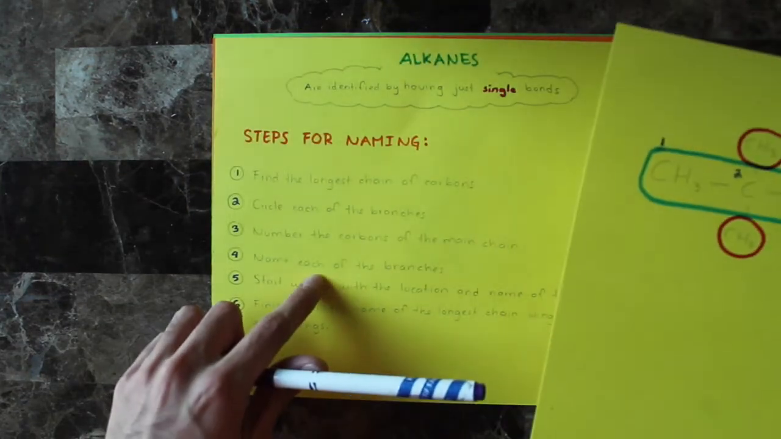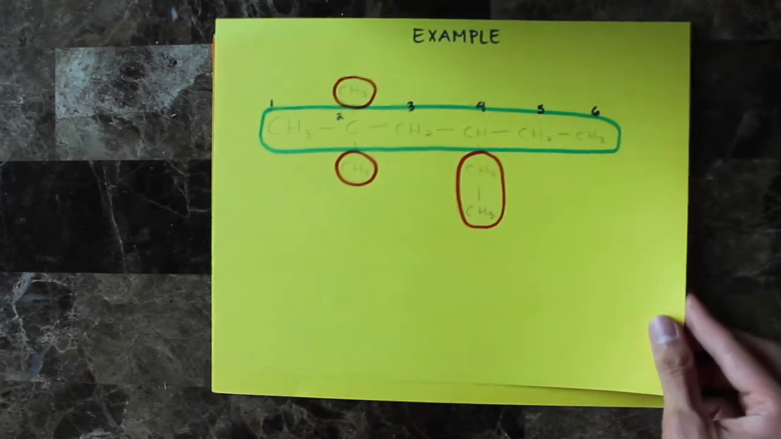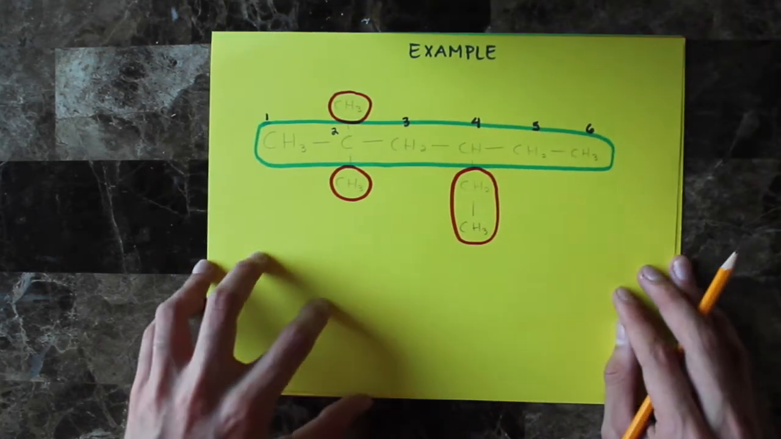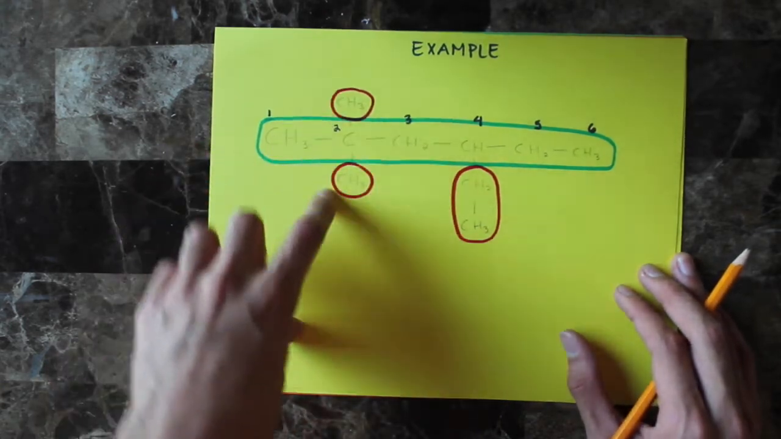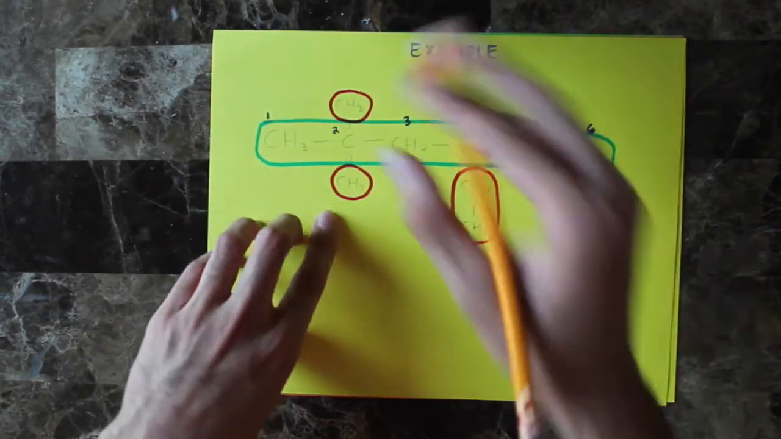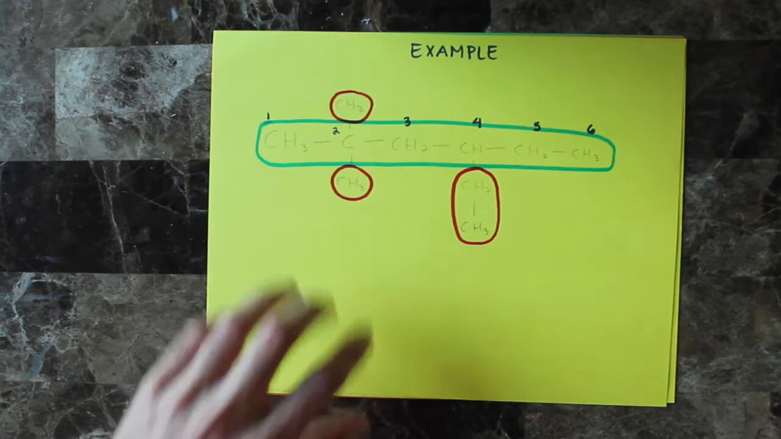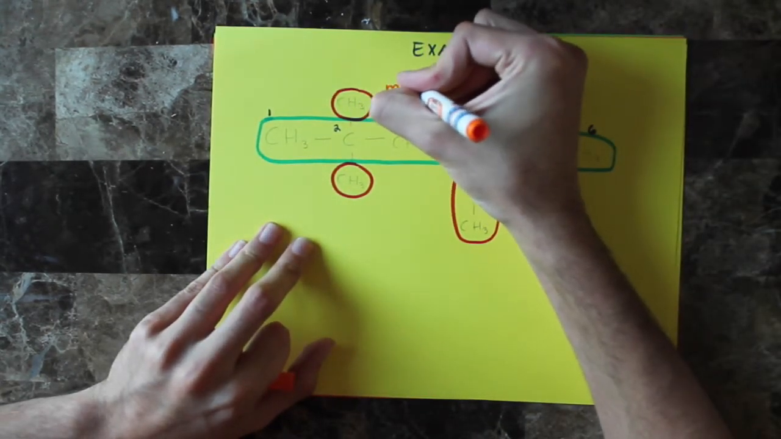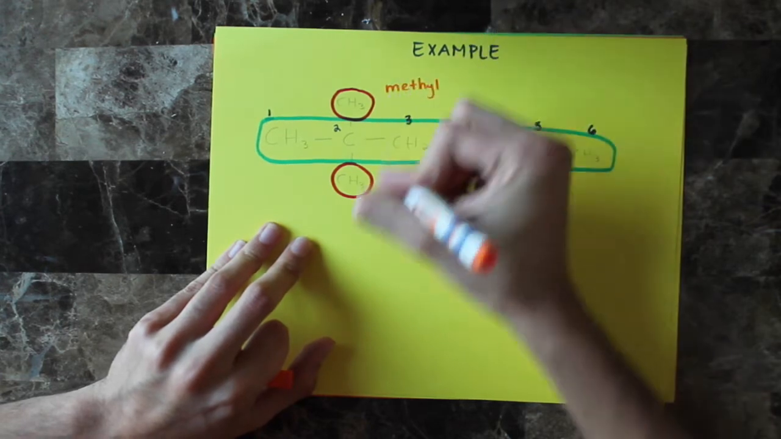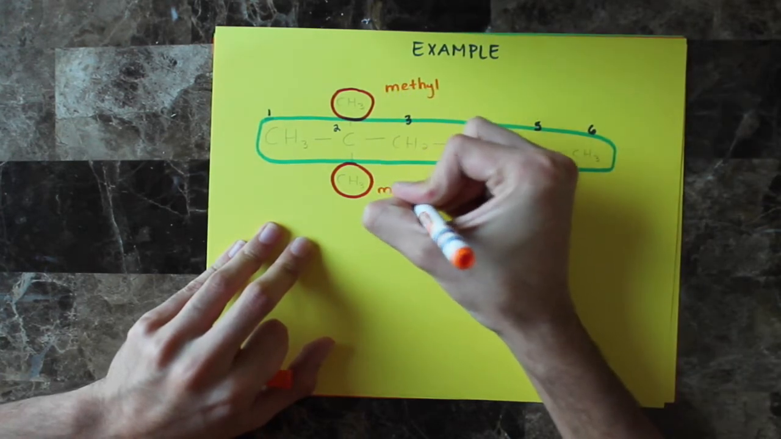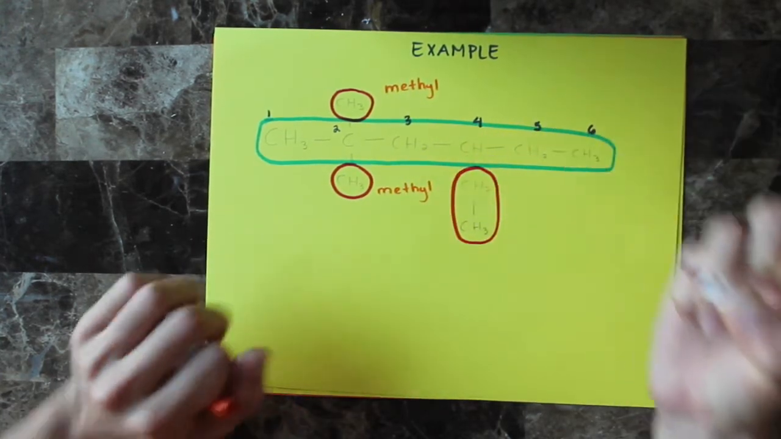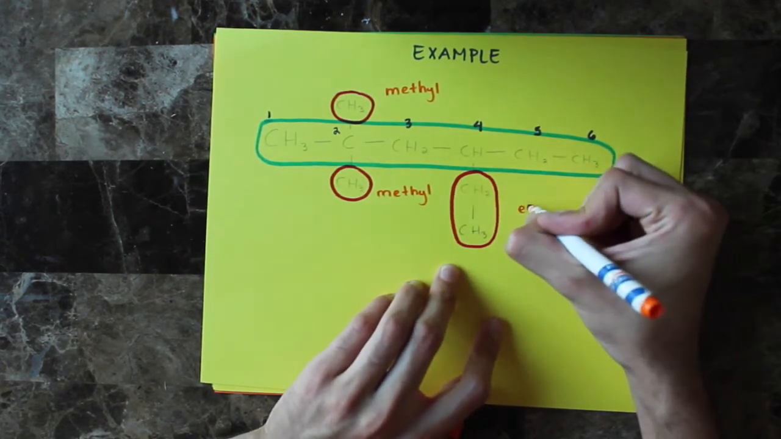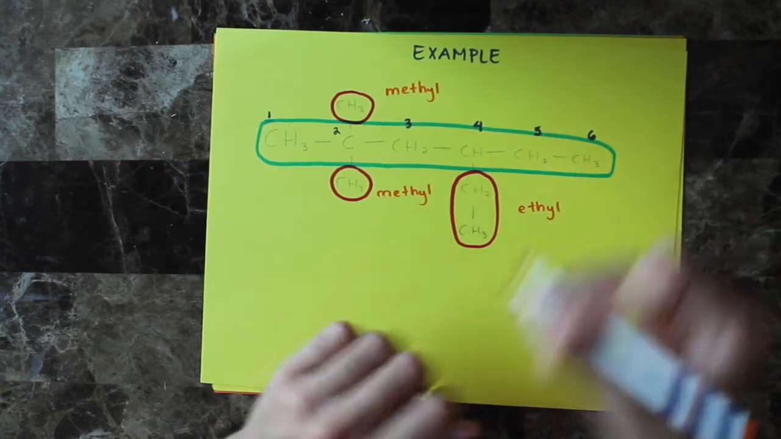Then name each of the branches. We have to name each of our branches depending on how many carbons they have. As they have just one carbon here, this will be methyl, and methyl. And as this has 2 carbons, we'll put the name ethyl.